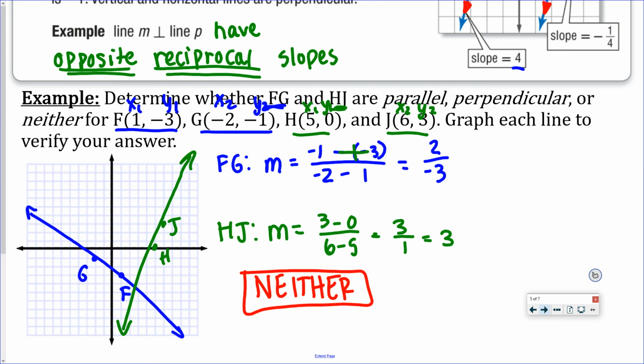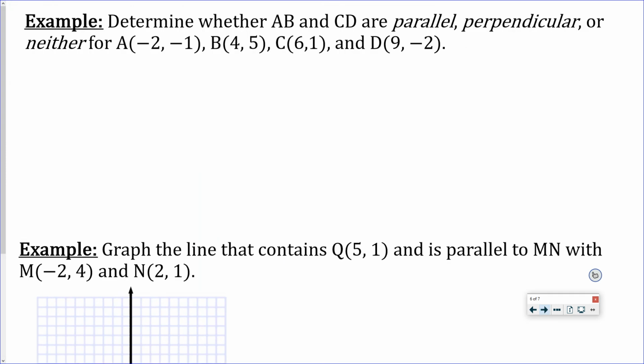Okay. You guys try this one. Determine whether AB and CD are parallel, perpendicular, or neither. And there's all your ordered pairs for A, B, C, and D. I'll give you a couple minutes.